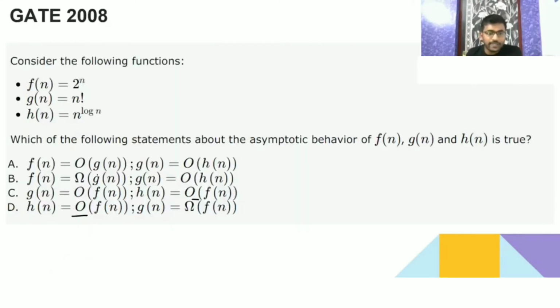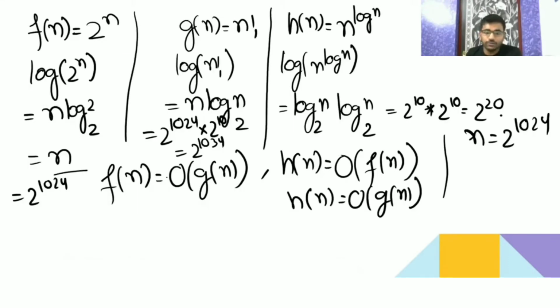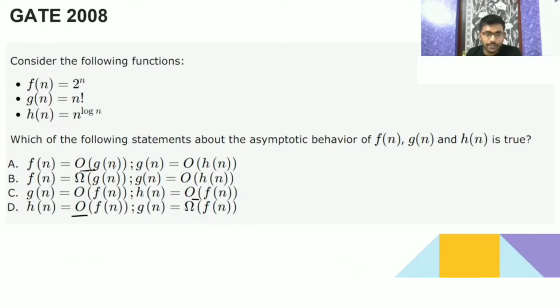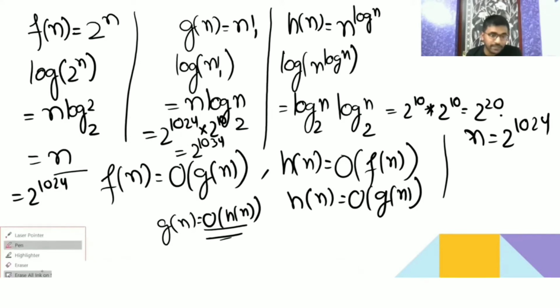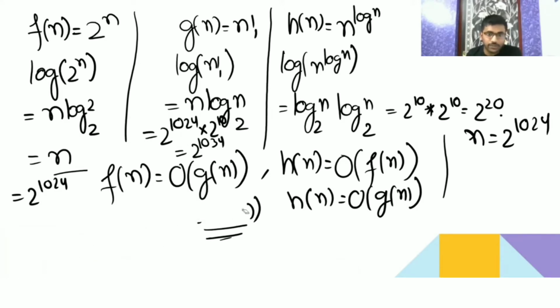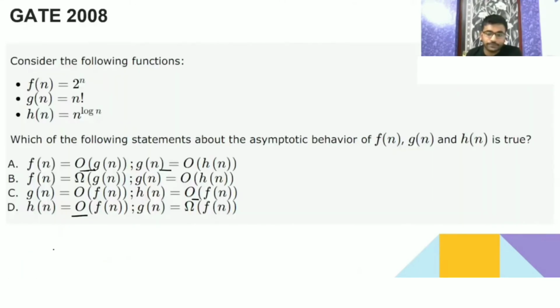Now it is saying that Fn is smaller than or equal to Gn. Yes, it's true. This one is correct. Now it's saying Gn is smaller than Hn, but that is not true. Hn is not greater. Am I clear? So A is false. Hn is never going to be the greater one. So this is also false.